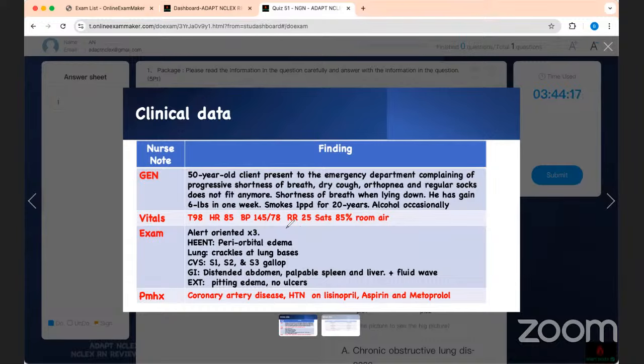So this gives us information. When you read the physical exams, there should be something there. The client is what? Alert and oriented times 3, right? There's periorbital edema, okay? There are lung crackles at the lung bases. There's S1, S2, and there's an S3 gallop. Abdomen is distended. The spleen is palpable, and the liver too is palpable. There's a fluid wave. There's pedal edema. There's no ulceration. Client has coronary disease, is on lisinopril, aspirin, and metoprolol.